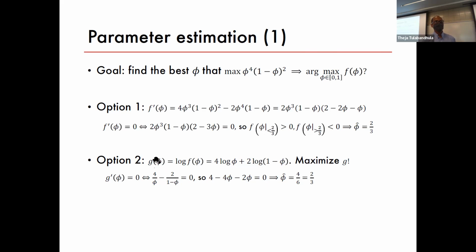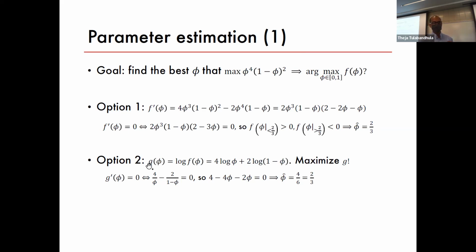So instead of maximizing this, something to the power four and something else to the power two, you can take a log of this objective. Okay, log of this objective is 4 log phi plus 2 log 1 minus phi. Right, I mean that's the expression. You know, log of a times b is log of a plus log of b, and log of a to the power x is x log a. Right, so that's fine. And then you can just maximize this g function.